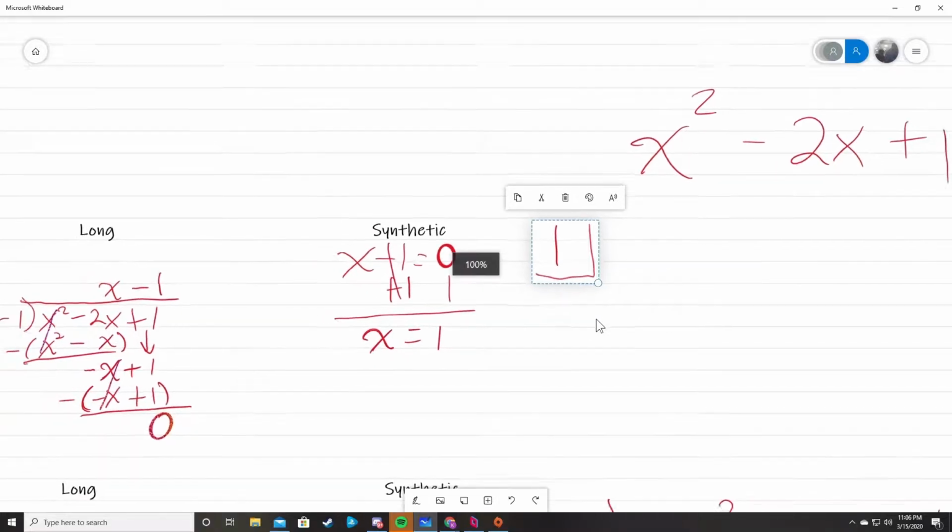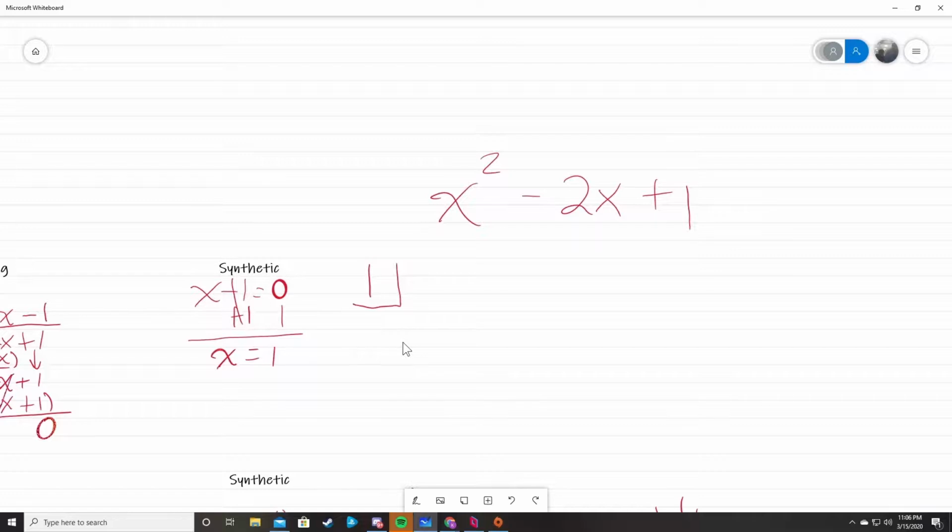Now, our next part of this is we have to look at our dividend, and we're going to pull out all the coefficients from here. So the coefficient of x squared is a positive 1. The coefficient of negative 2x is a negative 2. And the coefficient of 1 is, well, it's 1 because there's no x there. So that's all we put.